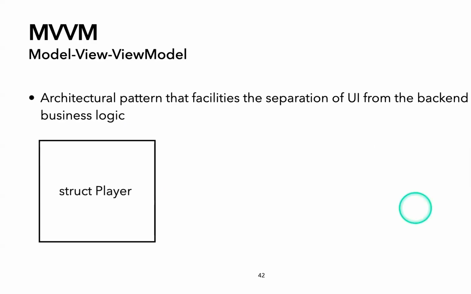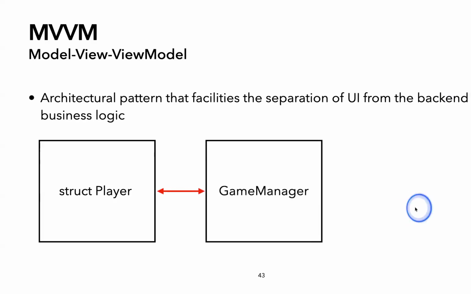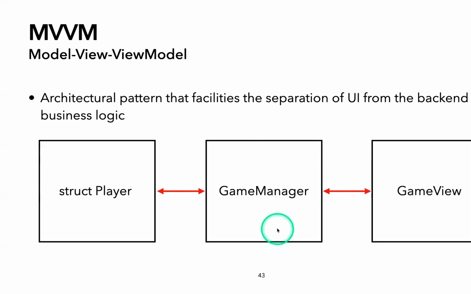So an example of this is a game. Let's say you're creating a tic-tac-toe game or whatever game you're creating. You want to represent a player. You create a struct Player, and that's the model. And then you create your game view where you're actually displaying the UI for that game. And then you create your view model, which, I like to call my view model a manager. So in this case, you have a game manager.